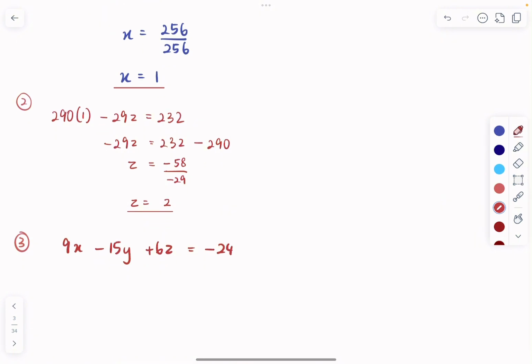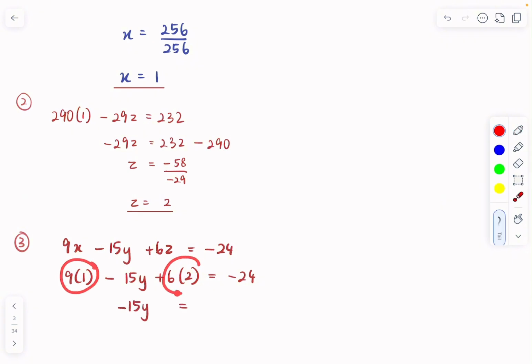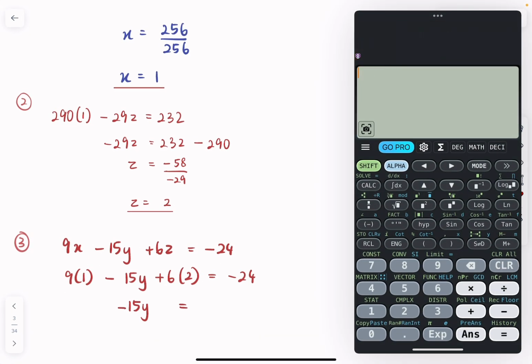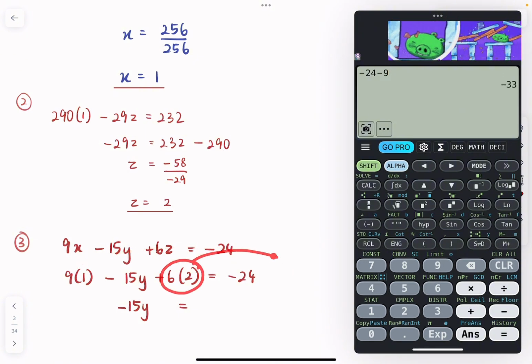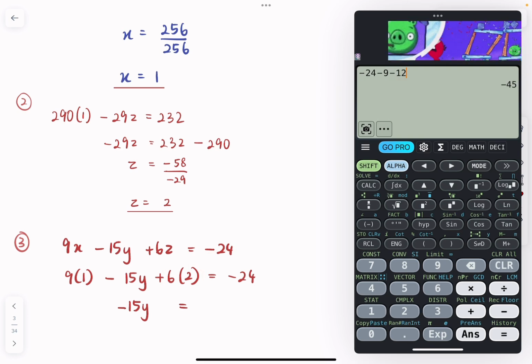So we know the x is 1. Y we don't know. Z we know is 2. Negative 24. So negative 15y, we can bring this and this over that side. So it will be negative 24 minus 9. When you bring that it becomes minus 9. This is 12, we bring that it becomes minus 12. So you get negative 45.